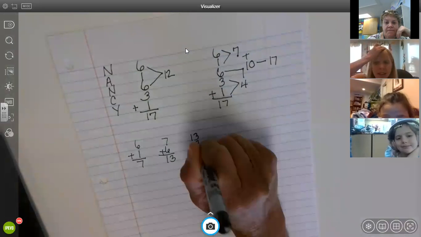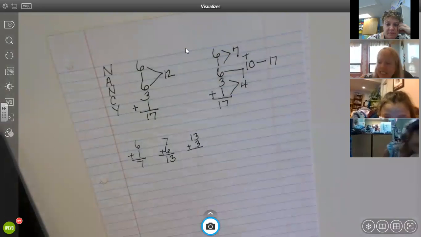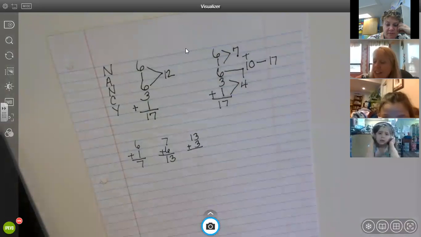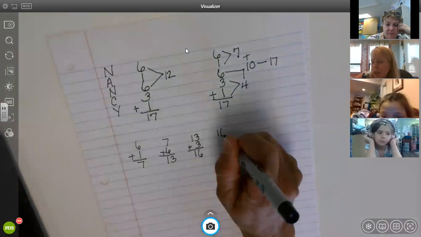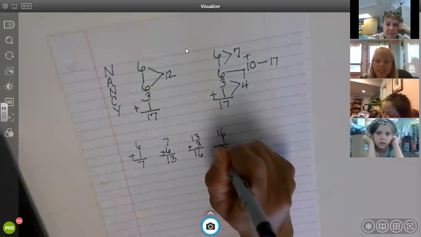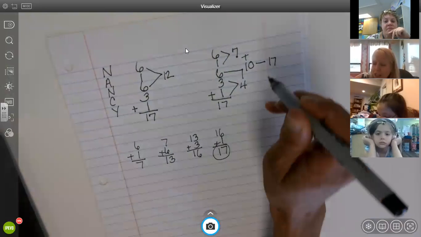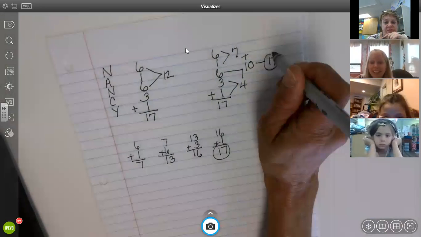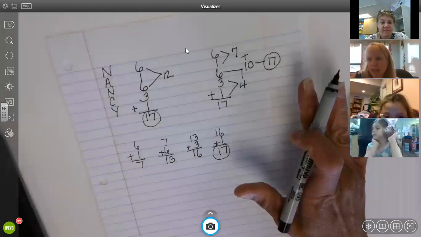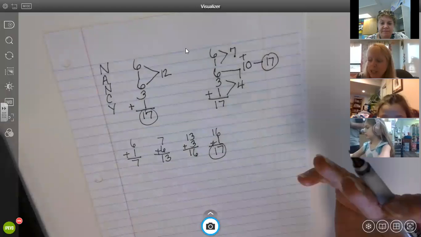Counting from my head, 13, 14, 15, 16. That's called counting on. And then add the 16 to the 1. 16 plus 1 is 17. So I'm still going to get the same answer. That's the beautiful thing about math, is that there are many different strategies or ways of solving the same problem. So then my first name's value is 17.